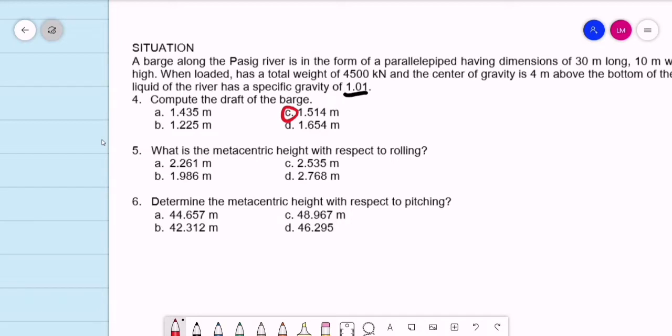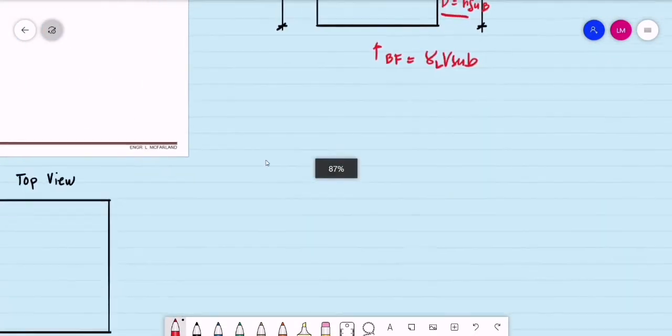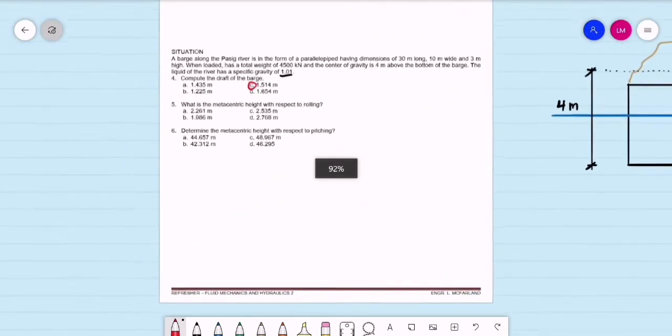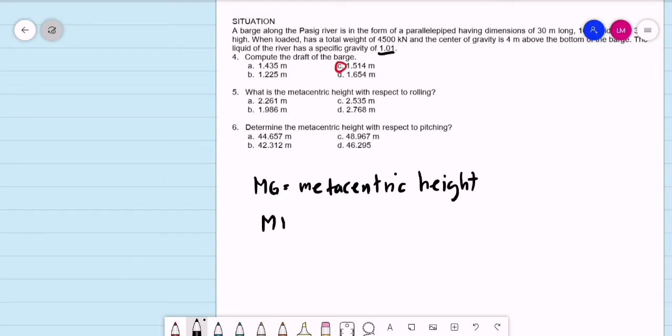Okay, question number 5. What is the metacentric height with respect to rolling? So, how do we compute the metacentric height? Let's just recall our basics on metacentric height. This is the MG. Okay, for the metacentric height, that is the MG, equal to the MB sub O minus the GB sub O.